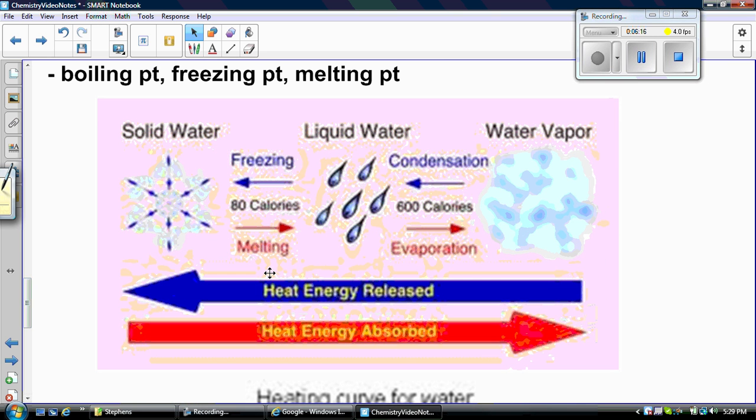And if you notice, if we're going from a solid to a liquid, liquid to a gas, energy is absorbed, so energy is transferred in. If we go from a gas to a liquid to a solid, energy is released out. So that's where you're losing some energy, and that's going from more kinetic energy to less.